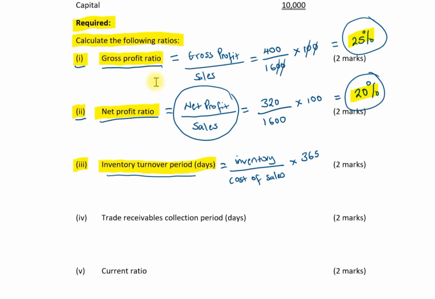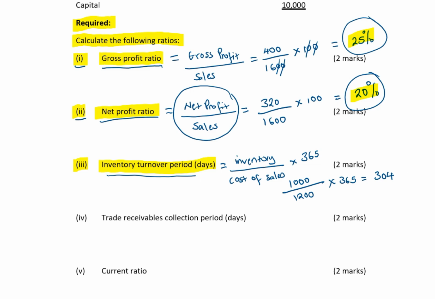We know the formula, so we'll do substitution, right? Inventory, what did we say our inventory is? Inventory 1,000. Divide by 1,200. Multiplied by 365 days. When you calculate, you appreciate that this is going to give you a value of 304 days.